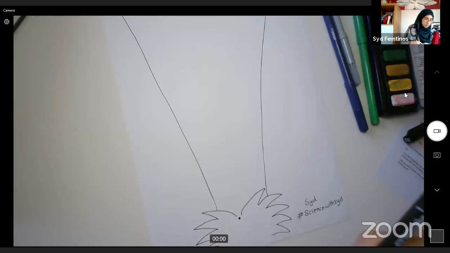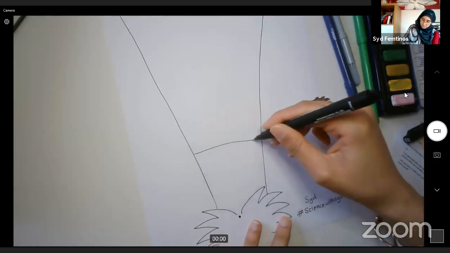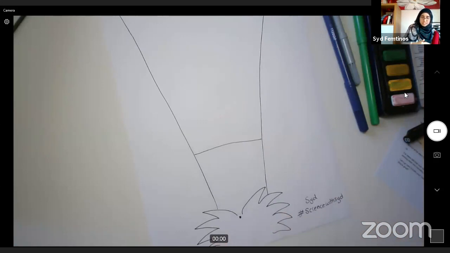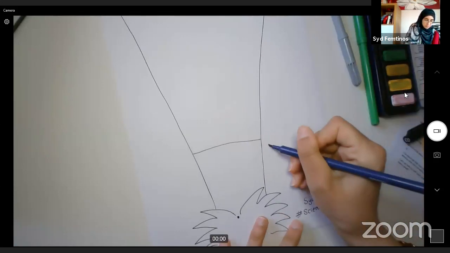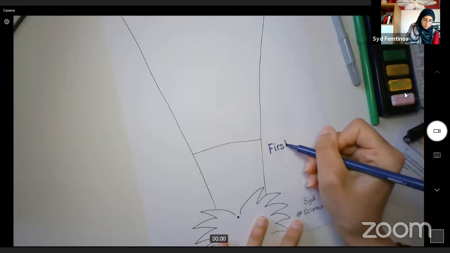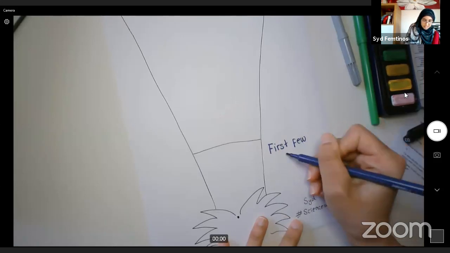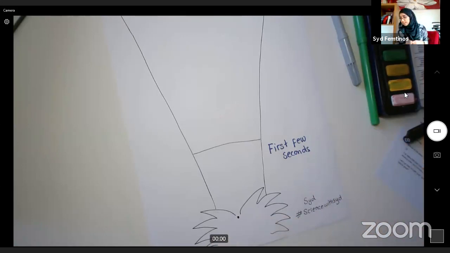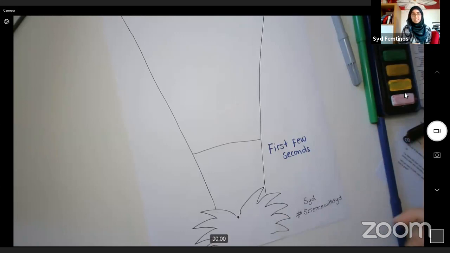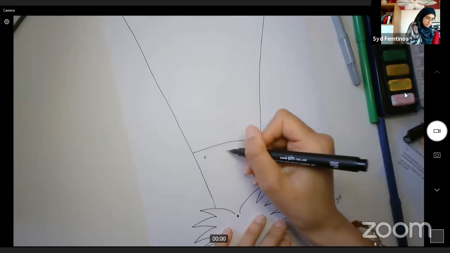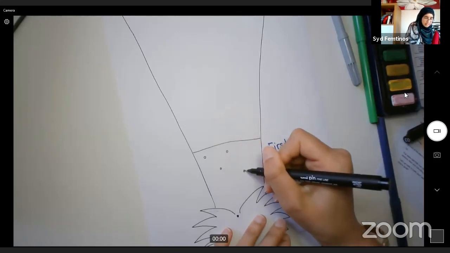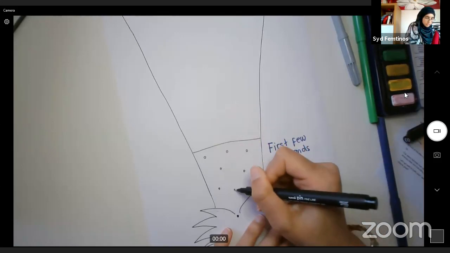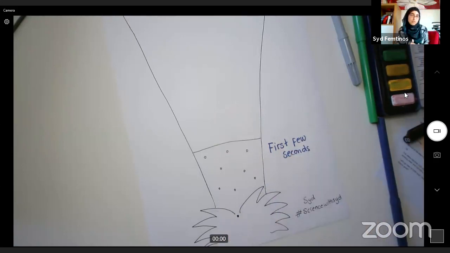Then, in the first few seconds, we're going to divide this up. I'm going to write here, first few seconds. What happened in the first few seconds when the Big Bang exploded? Well, in the first few seconds, all we had were particles. Little subatomic particles. They were so tiny. These aren't even atoms yet. These are subatomic particles. They're smaller than atoms. We're talking about electrons, protons, and neutrons.